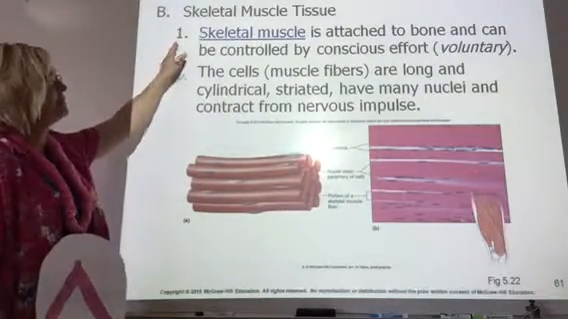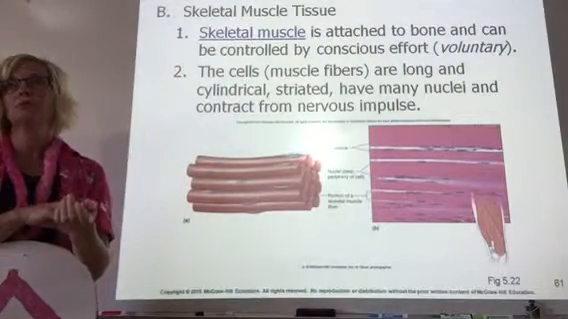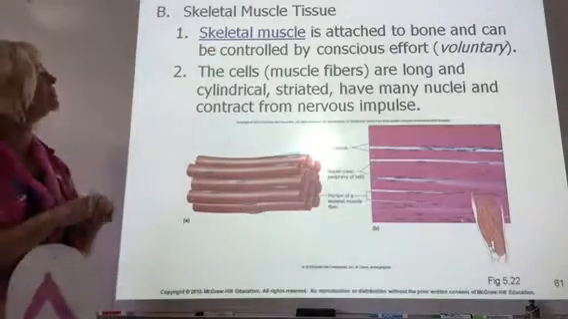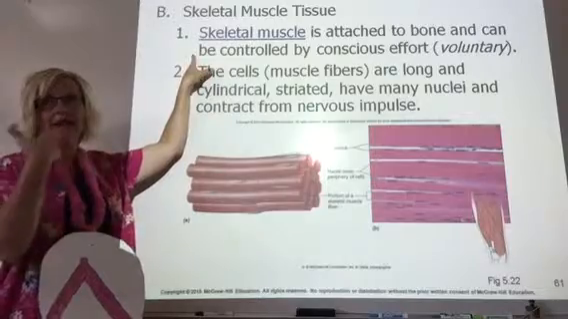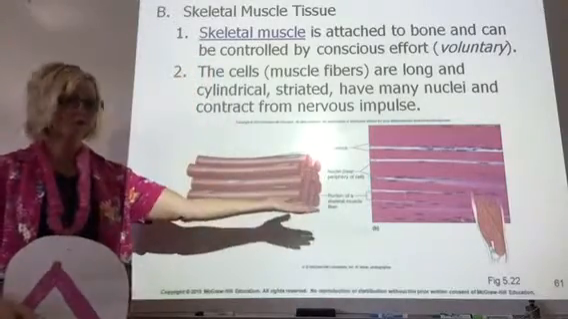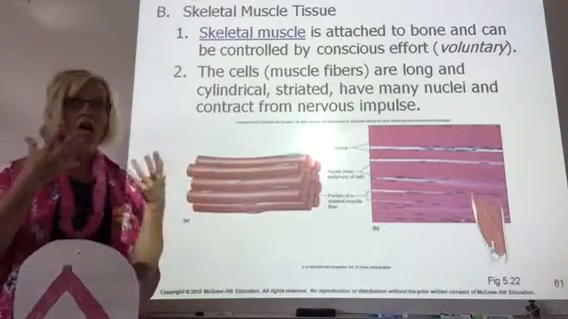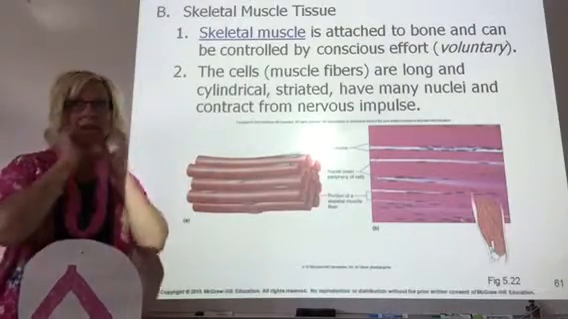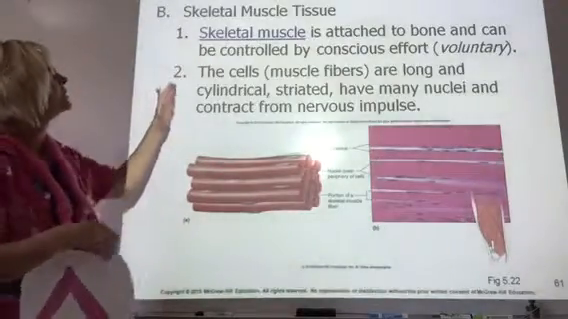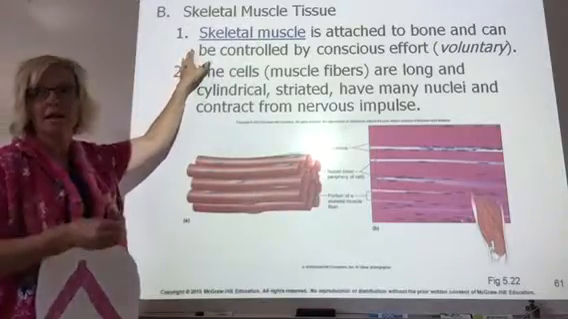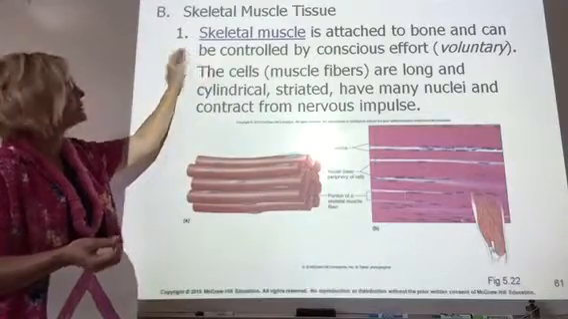So first type of muscle tissue, skeletal tissue, is called skeletal because it attaches to your skeleton. It attaches to a bone. It is voluntary. That means I control it. I want to move my arm, so I move my arm. I want to talk, so I am talking. And I have muscles that attach from my top jaw to my lower jaw. So skeletal muscle attached to bone, voluntary, you control it.